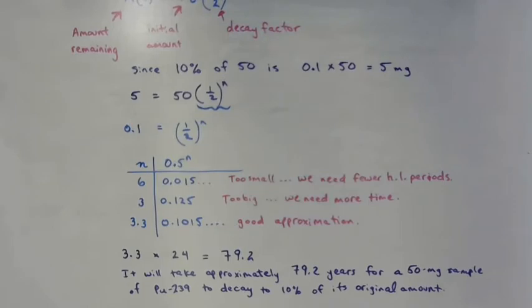Yeah, I don't think that was right. The trivia, it's the same. It would be exactly the same. No matter what you start with, no matter how much you start with, if you want to end up with 10% of that, it will take 79.2 years approximately. Okay, because it's a consistent ratio.